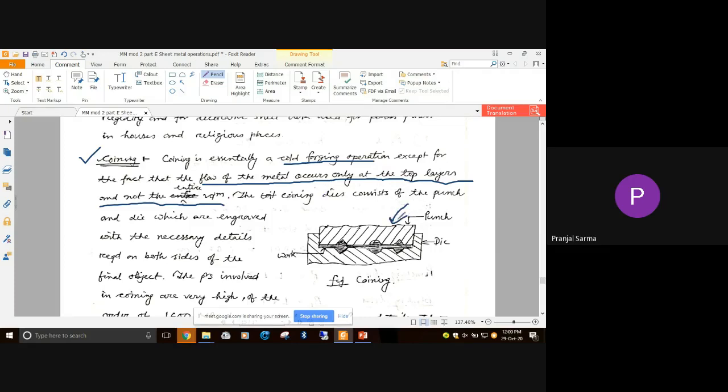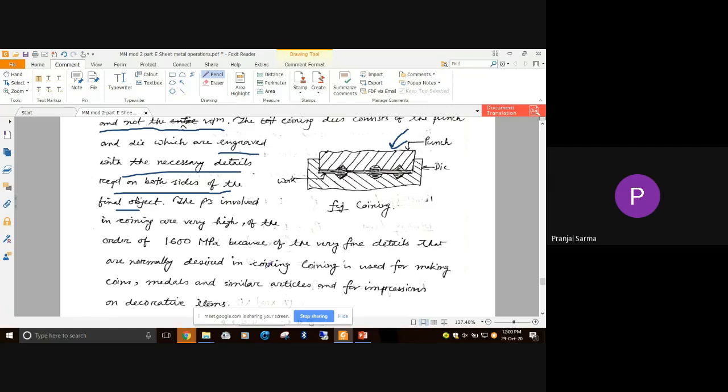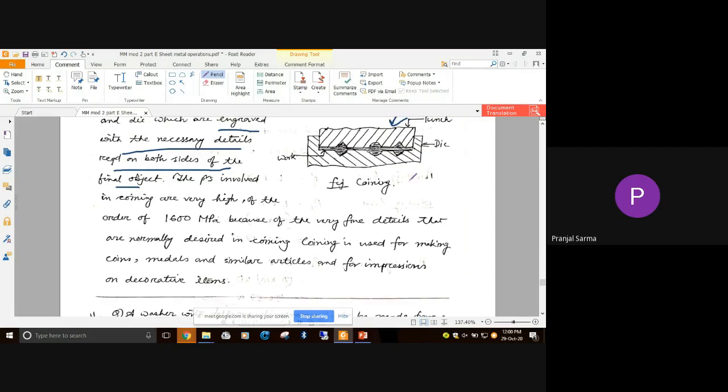Generally, coining dies consist of a punch and die which are engraved with the necessary details required on both sides of the final object. In the coining process, the pressure is very high, and by this process we are able to give very intricate details. Decorative items, coins, etc. are made by this coining process. All of you have seen coins and medals where some symbols and features are given. They are made by the coining process.